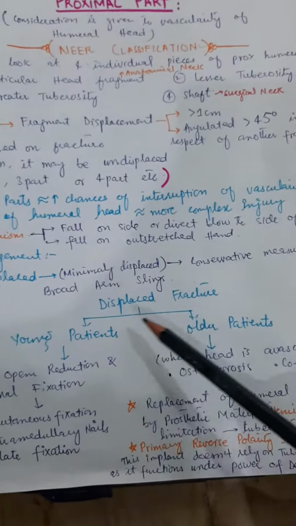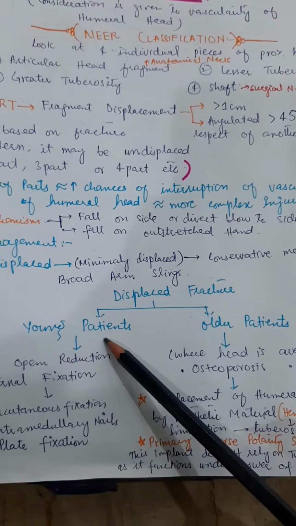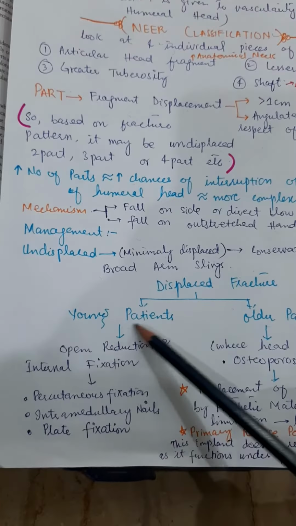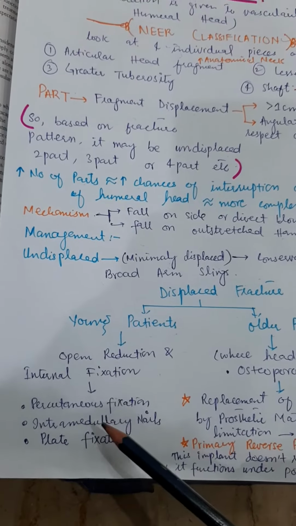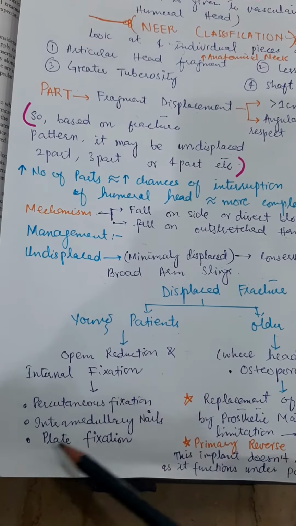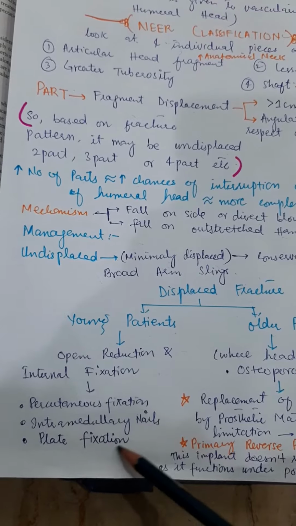And in displaced fracture, treatment is different for young patients and old patients. In young patients, open reduction and internal fixation is done. Internal fixation is done with percutaneous fixation, intramedullary nails and plate fixation.